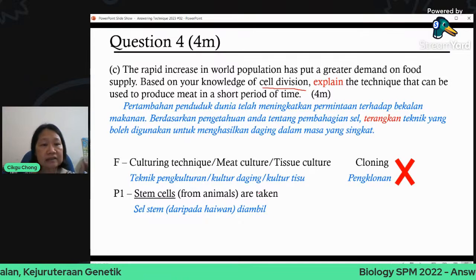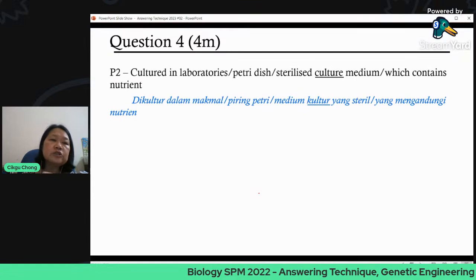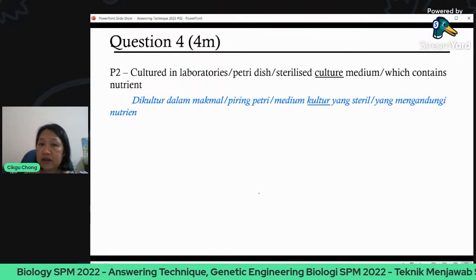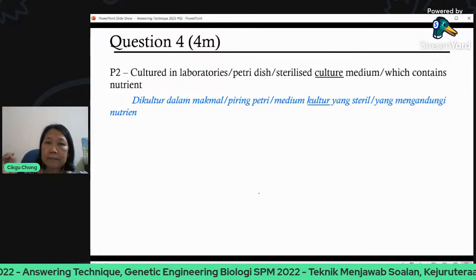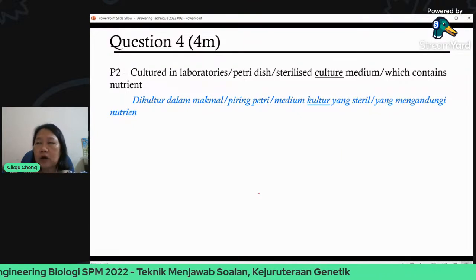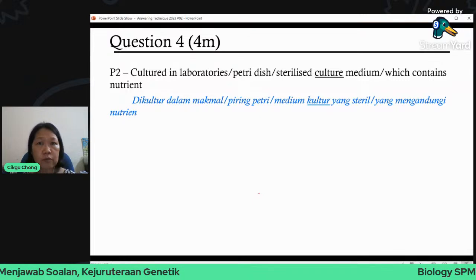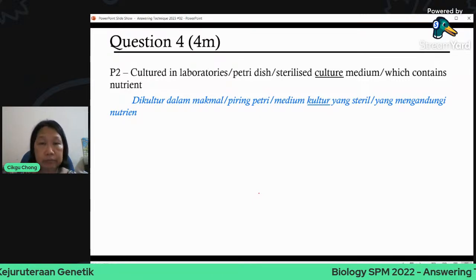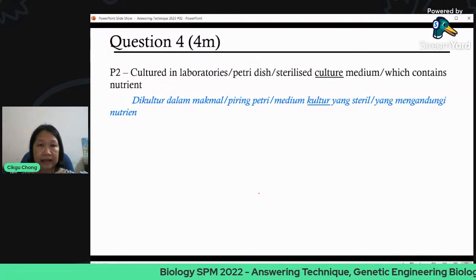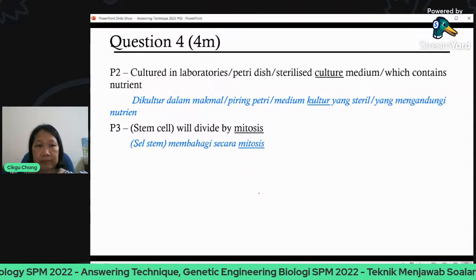Okay, so stem cells are taken from the animal. After that, you are going to culture them in a specific environment. It must be a sterilized culture medium. You give them the nutrients that are needed, all the hormones, growth hormone, and the correct temperature. You put it in the incubator, in the laboratory, and then they will multiply very quickly. And then the stem cells will divide by mitosis.